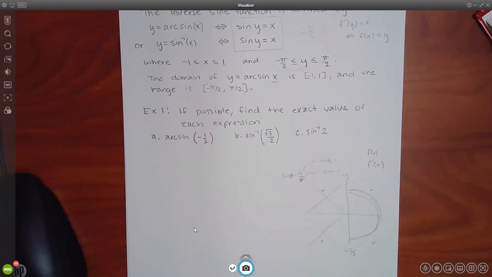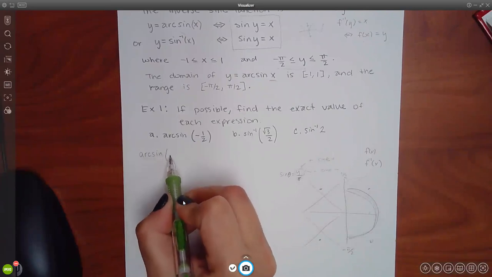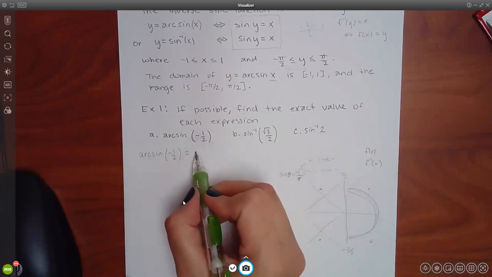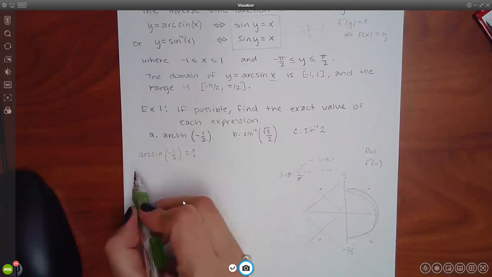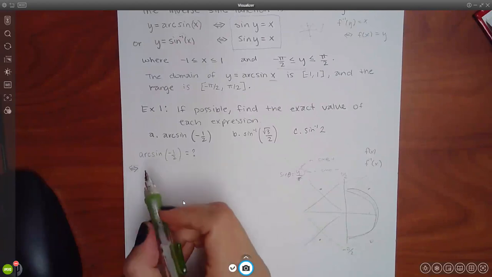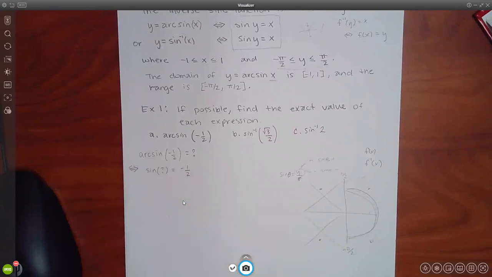Now, this one says, if possible, find the exact value of each expression. So it's saying arcsine of negative 1/2. For me, I write it like this: arcsine of negative 1/2 equals what? I have no idea, so I put a question mark. You could put a variable if you want to. Then if I rewrite it using that inverse definition, I'm saying the sine of what equals negative 1/2. This helps me a little better, because I can go look at my little chart on that note sheet and see which angles had sine of negative 1/2.